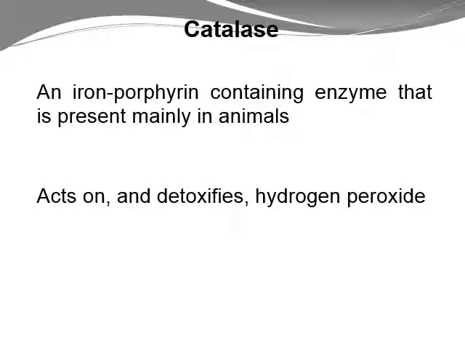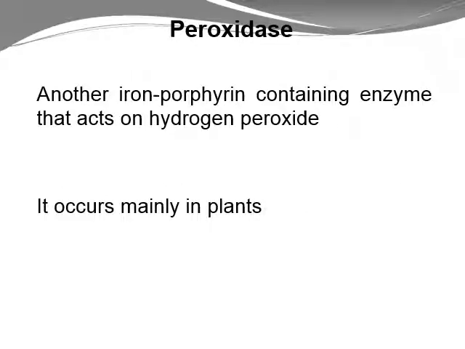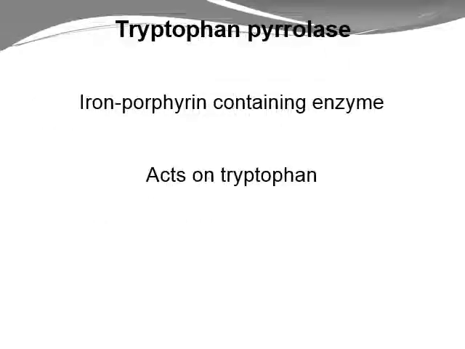The fourth one is known as an enzyme called catalase. This also has iron porphyrin and is mainly found in animals. Their role is to detoxify hydrogen peroxide. The fifth one we have is called peroxidase. This is another enzyme, and its role is also to act on hydrogen peroxide, and it is mainly found in plants.